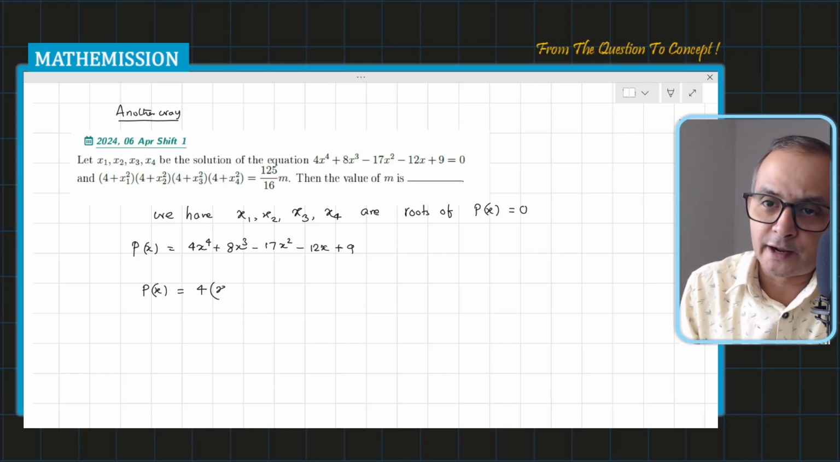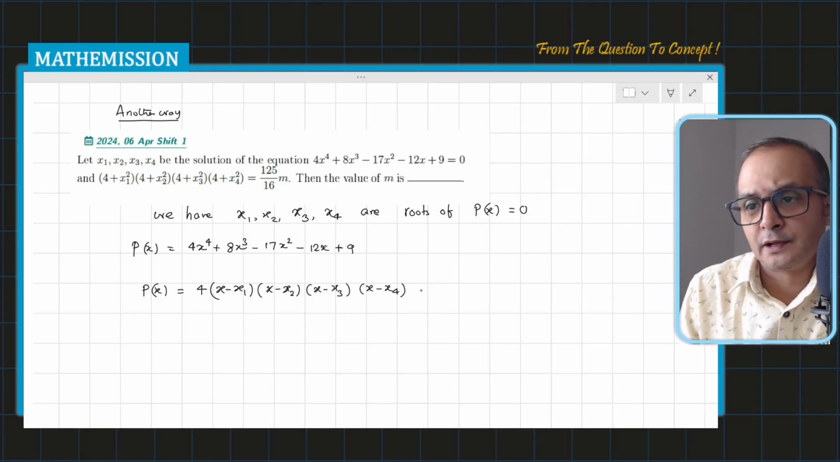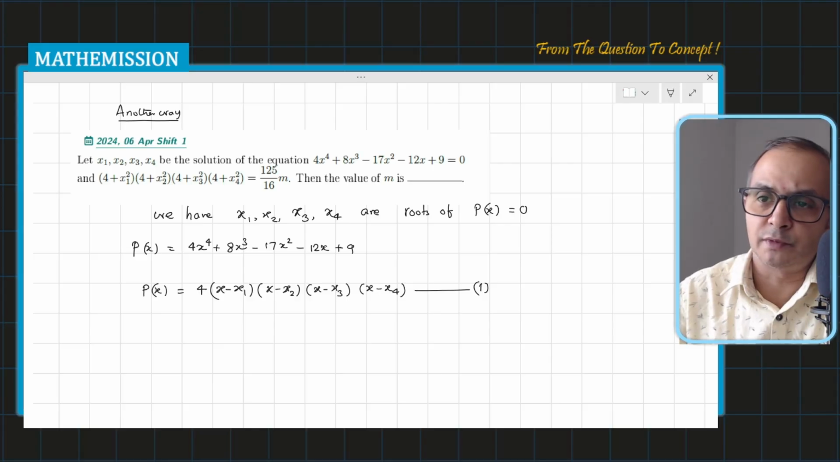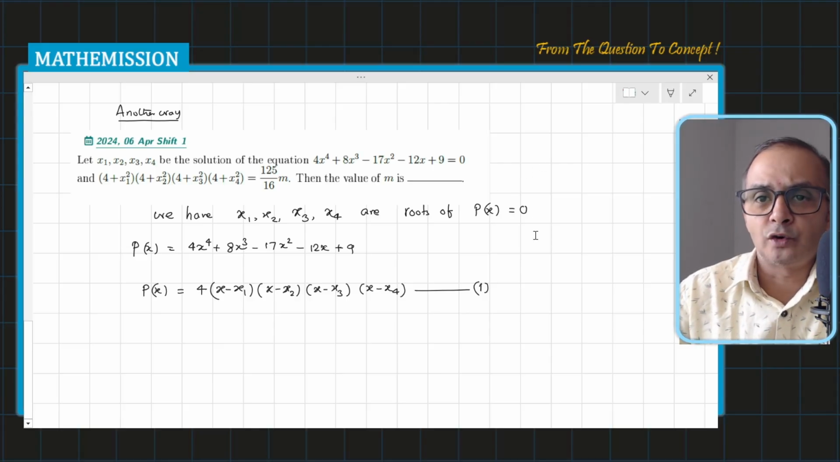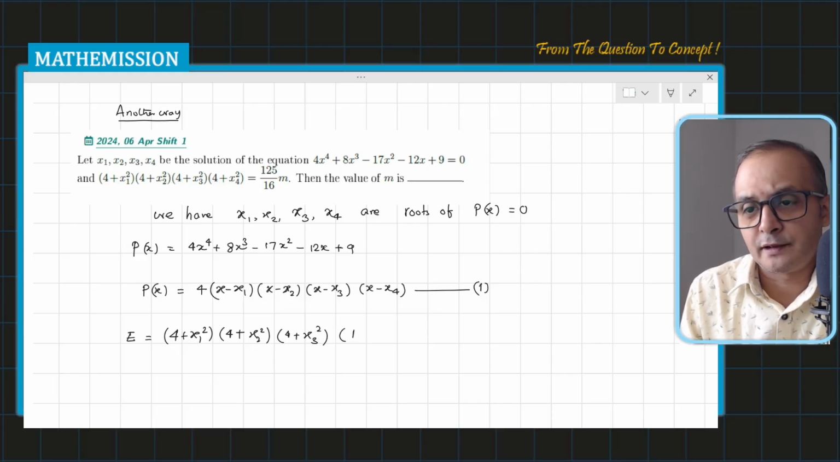Like I can write 4 times (x minus x1), (x minus x2), (x minus x3), and (x minus x4). Let's call it equation number 1, or expression number 1, whatever you like. Now notice this thing. The expression we have been given is (4 plus x1 square), then (4 plus x2 square), (4 plus x3 square), and (4 plus x4 square).